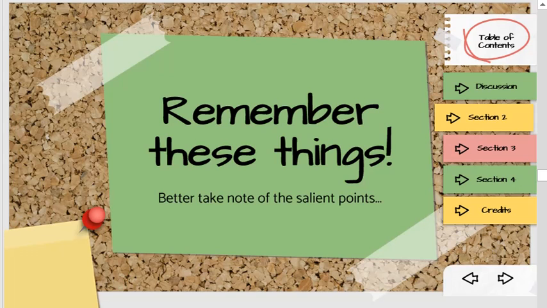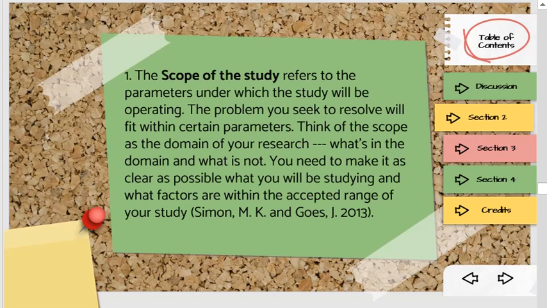Remember the following important points. First, the scope of the study refers to the parameters under which the study will be operating. The problem you seek to resolve will fit within certain parameters. Think of the scope as the domain of your research: what's in the domain and what is not. You need to make it as clear as possible what you will be studying and what factors are within the accepted range of your study. That's according to Simon M.K.